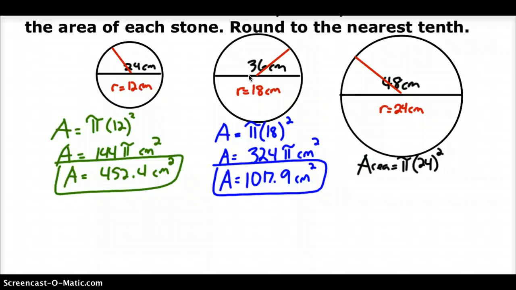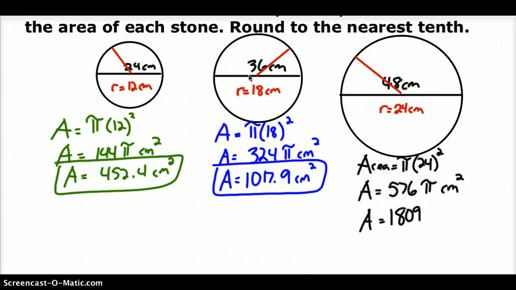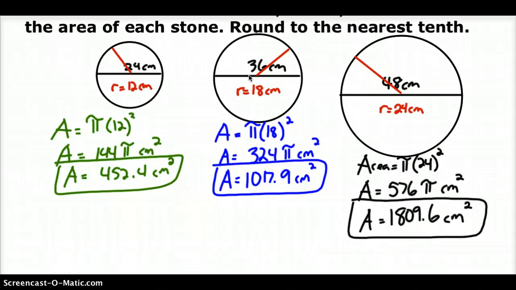And on the very last one here, I'll find out what 24 times 24 is. That's 576. So my area is going to be equal to 576 pi square centimeters. Again, I'll find my approximation for pi and multiply that by 576. And it looks like that's going to give me an area of 1,809.6 square centimeters.